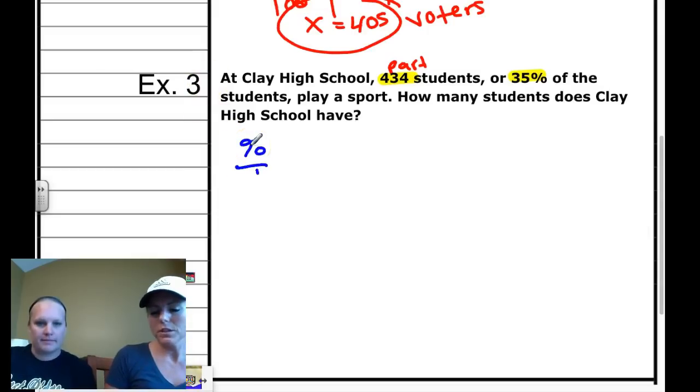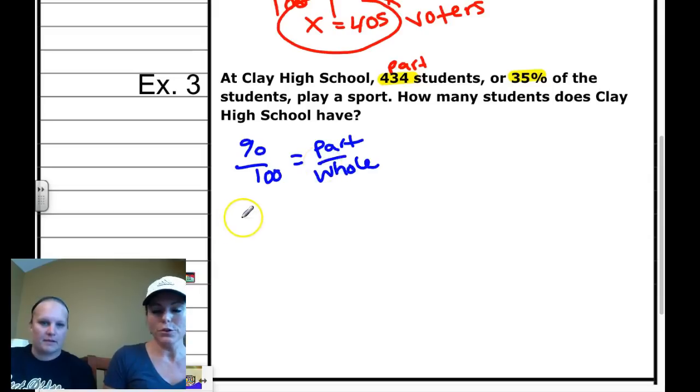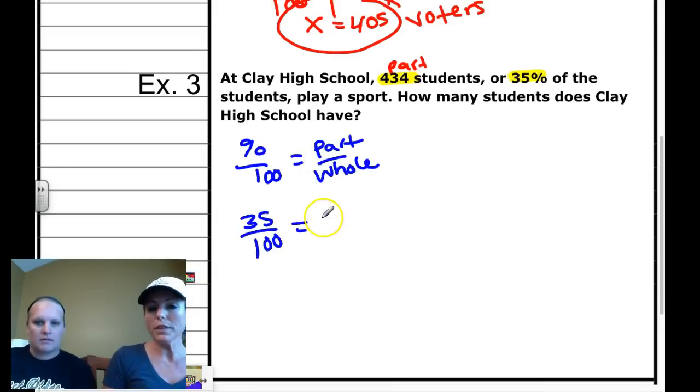You should get in the habit of doing this. It is equal to part over whole. So right away we have our percent, 35. So 35 over 100 is equal to 434, that's our part, over x. We're solving for the total number of students.